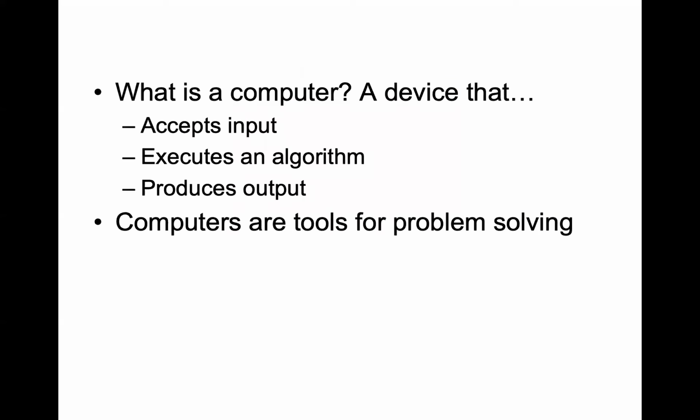So what's a computer? A computer is a device that takes input, executes an algorithm on it, and produces output. It may terminate after doing that once. It may do that same thing repeatedly, but that's fundamentally what computers are and what they do. And what we do with algorithms is solve problems in the real world.